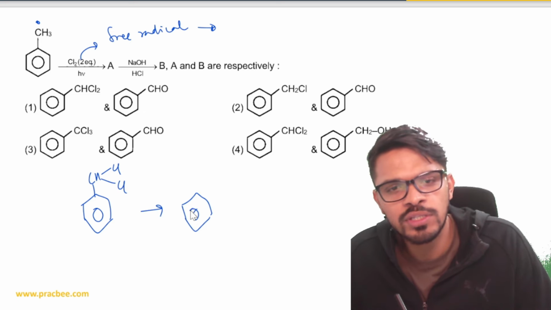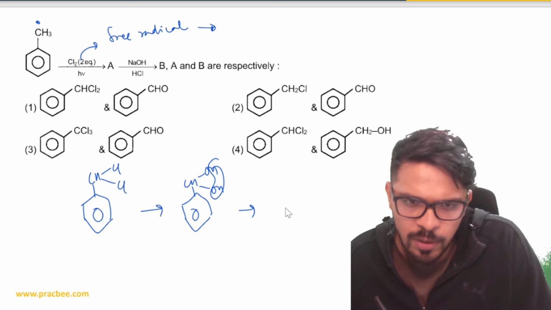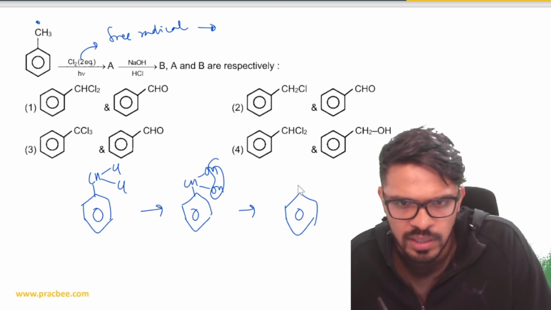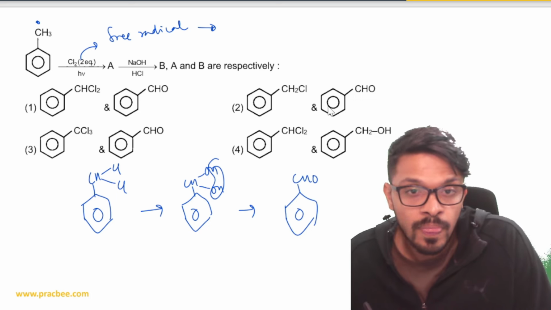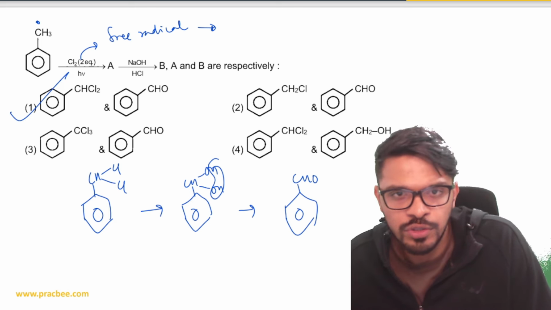And then NaOH will basically convert this to 2 OH, and then water will be eliminated. As 2 OH on a single carbon is not stable, we will get benzaldehyde, right? So it would be CHCl2 and benzaldehyde. First is our correct option.